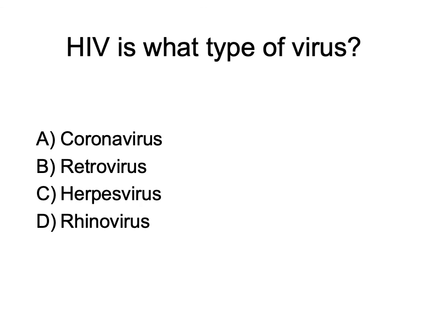HIV is what type of virus? A, coronavirus. B, retrovirus. C, herpes virus. D, rhinovirus. The answer is B. HIV is a retrovirus. So that's the end of our chapter on circulatory and lymphatic infections, chapter 25.